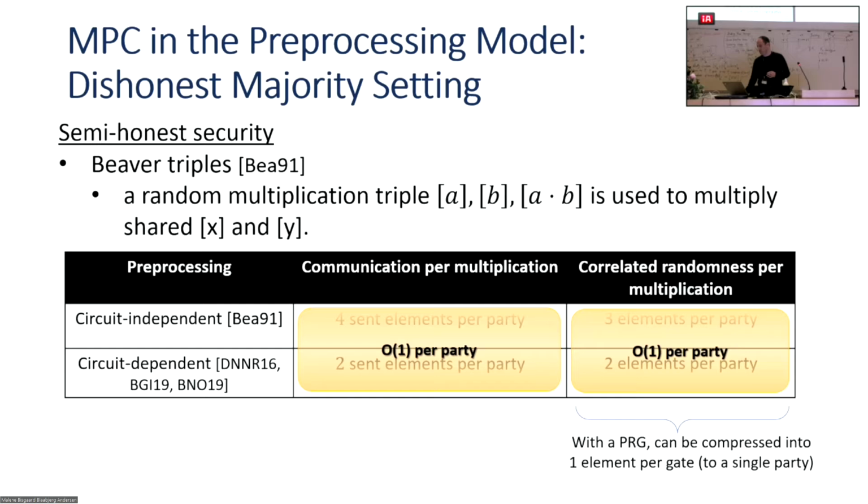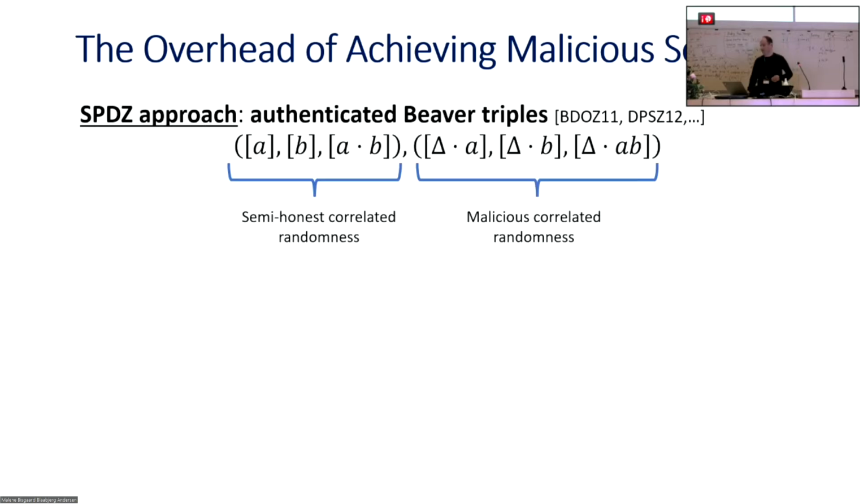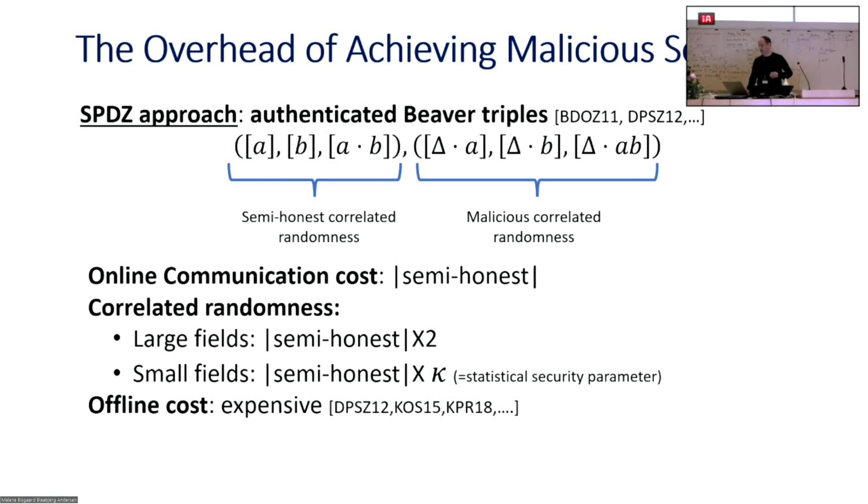To achieve malicious security, the leading approach in the last decade or so is the SPDZ approach, where basically the dealer gives the parties authenticated Beaver triples. And the advantage of using this approach is that the online communication cost basically remains the same as the cost with semi-honest security.